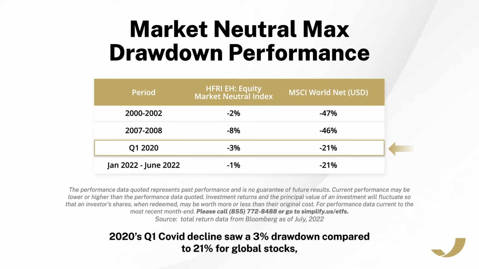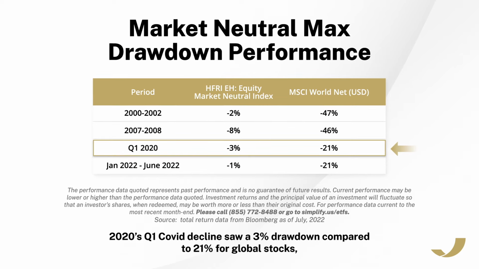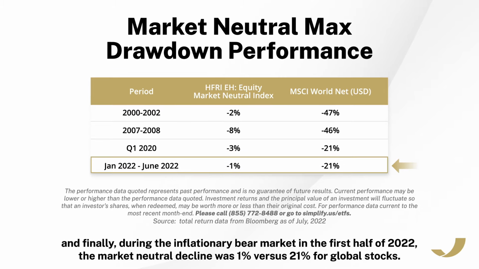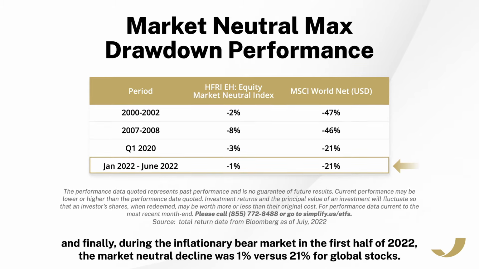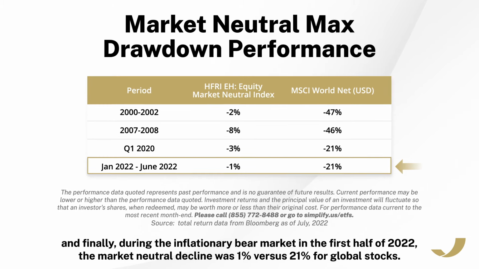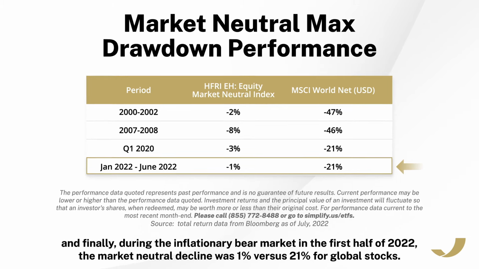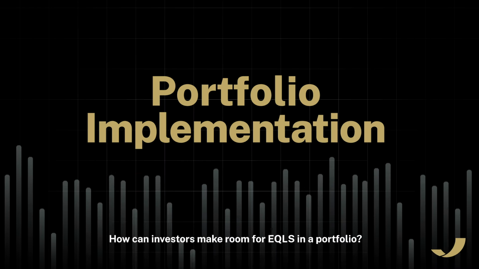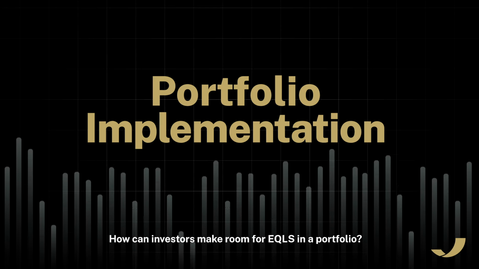2020's Q1 COVID decline saw a 3% drawdown compared to 21% for global stocks. And finally, during the inflationary bear market in the first half of 2022, the market neutral decline was 1% versus 21% for global stocks. How can investors make room for EQLS in a portfolio?